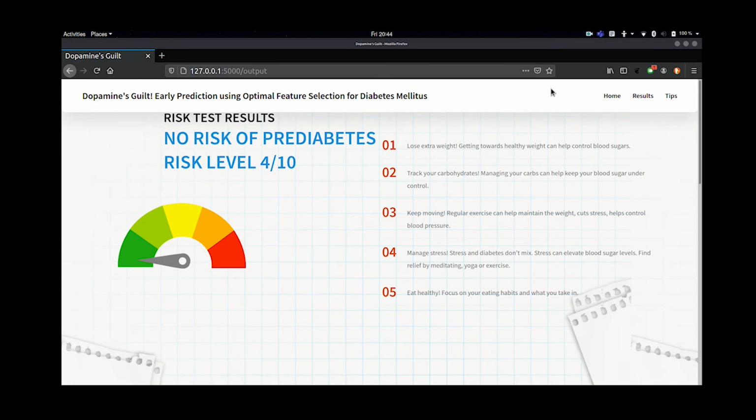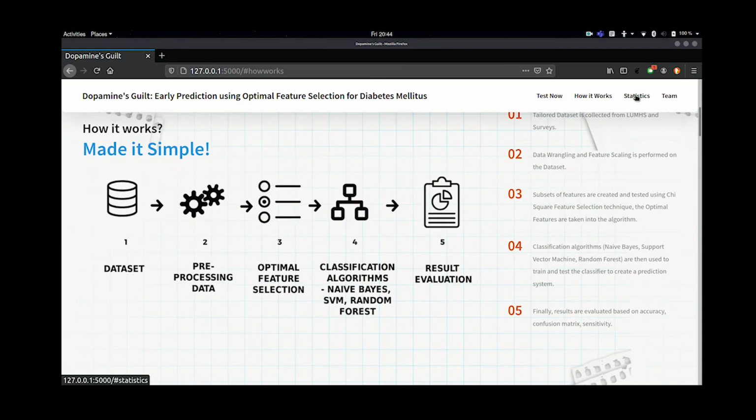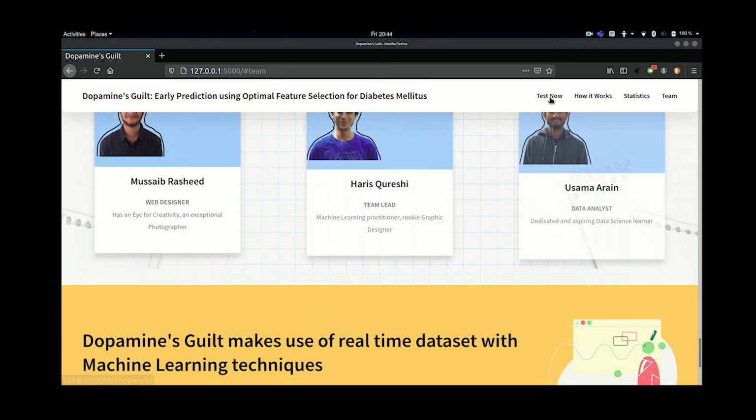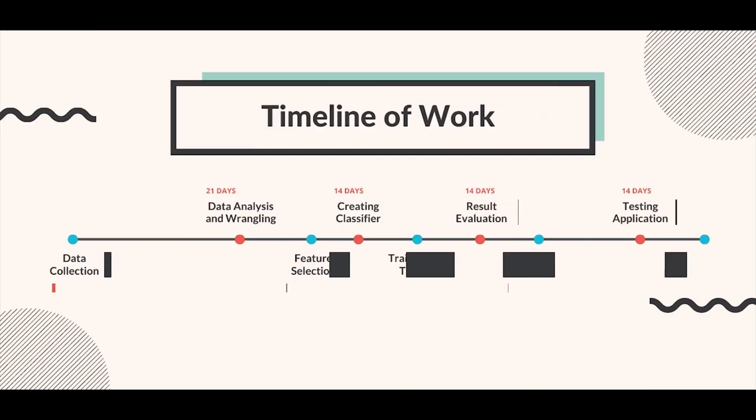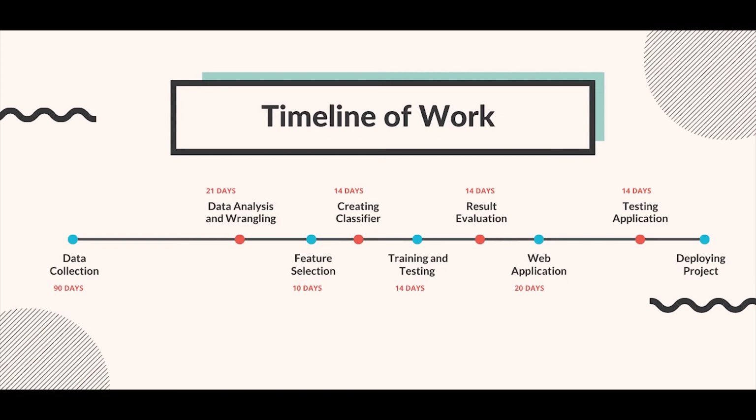So this was it. This is the predictor system's front end, which makes use of machine learning algorithms with optimal feature selection. Coming back to the presentation, the timeline is interesting in terms of data collection. It was one of the most challenging parts of our project. It took almost 3 months. It also is very important. As Andrew Ng said, it's not who has the best algorithm that wins, it's who has the most data.